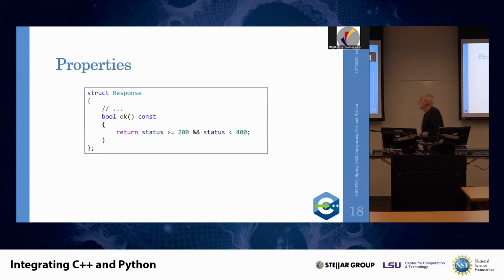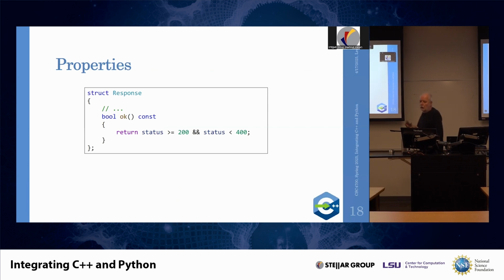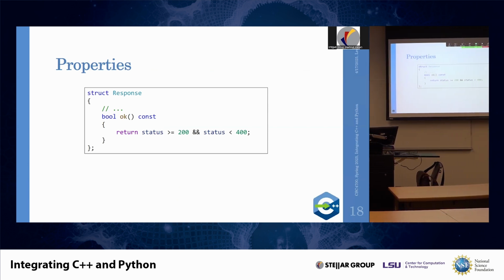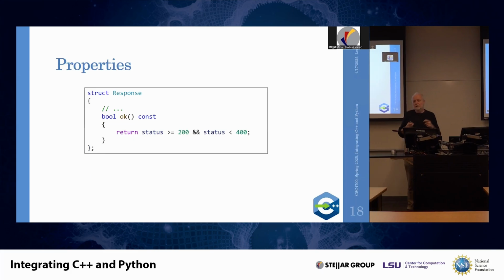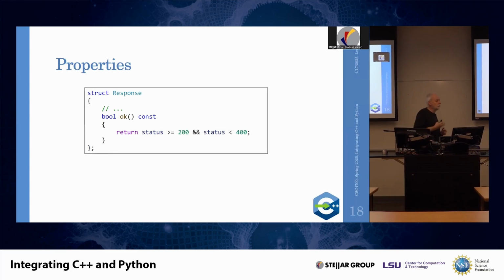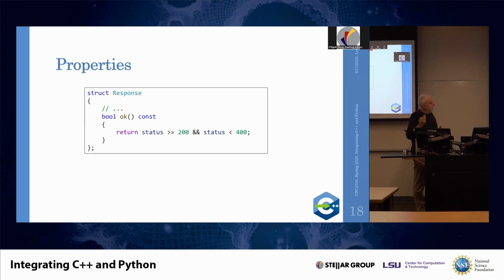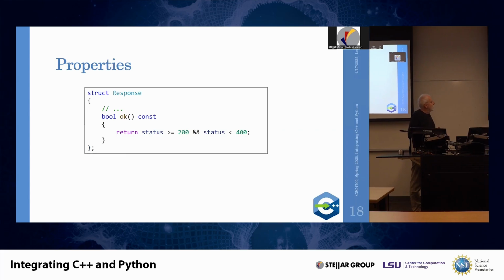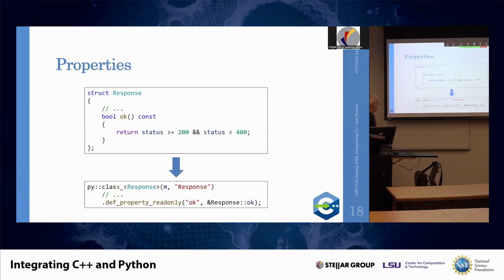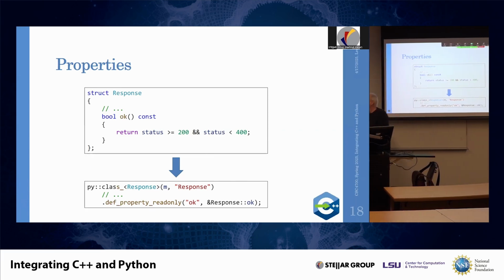The property, we said we wanted to not call response.ok with parentheses, but we want to say response.ok without the parentheses. So call it as if it was a data member. And this is easily possible. And we have seen the code how you do that on the Python side. In PyBind11, you do it this way. You just say, okay, this is a read-only property. I call it ok. I bind the address of that function, and that's it.